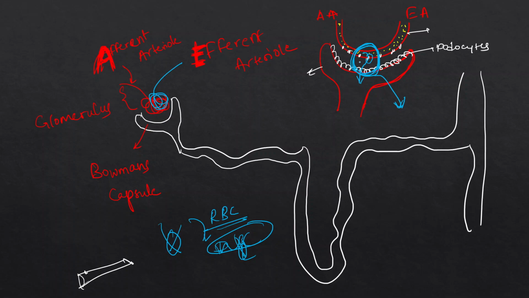Now this blood enters here, and the rate at which the blood enters into the Bowman's capsule is called the glomerular filtration rate. This is the place where glomerular filtration occurs. Fine, that is 125 ml.